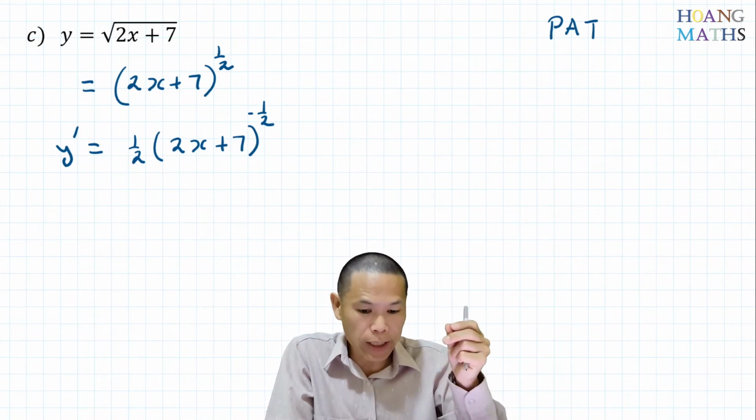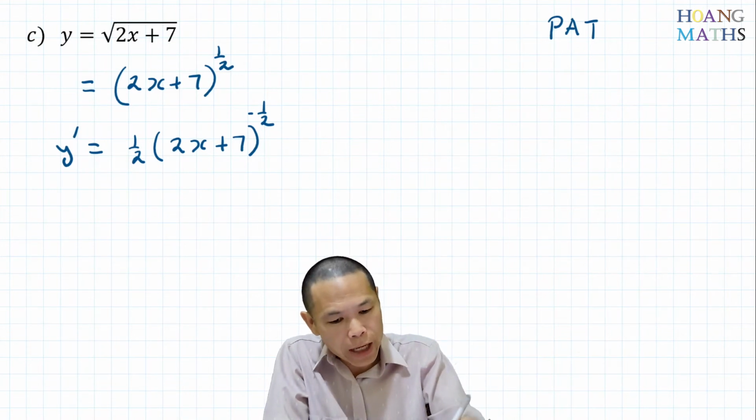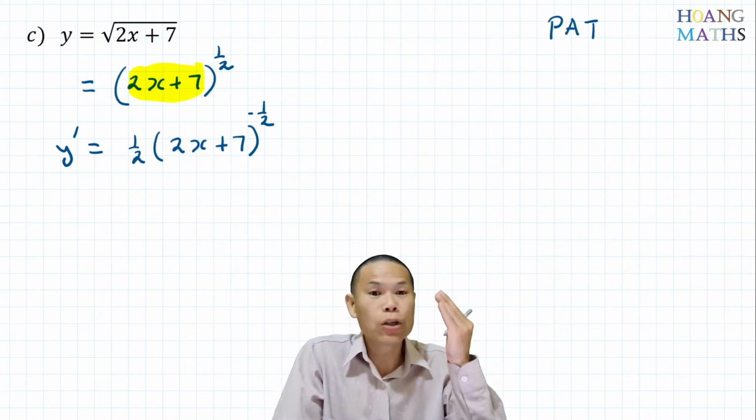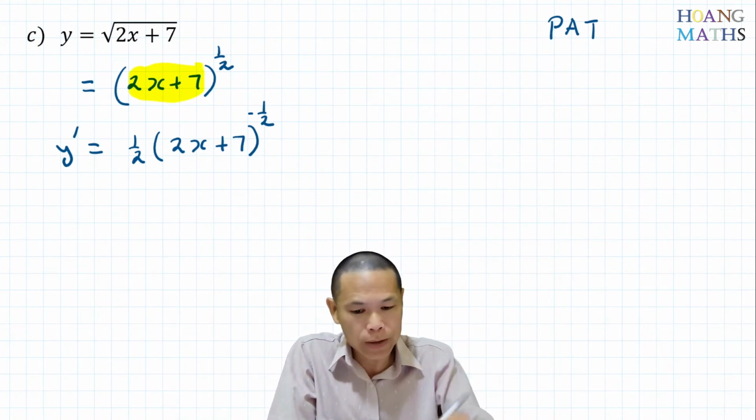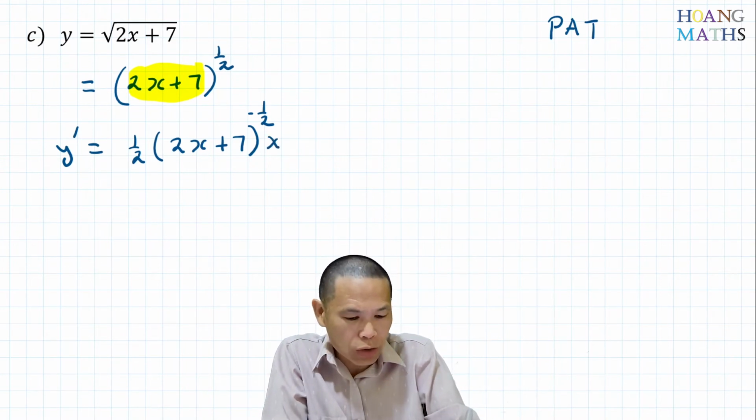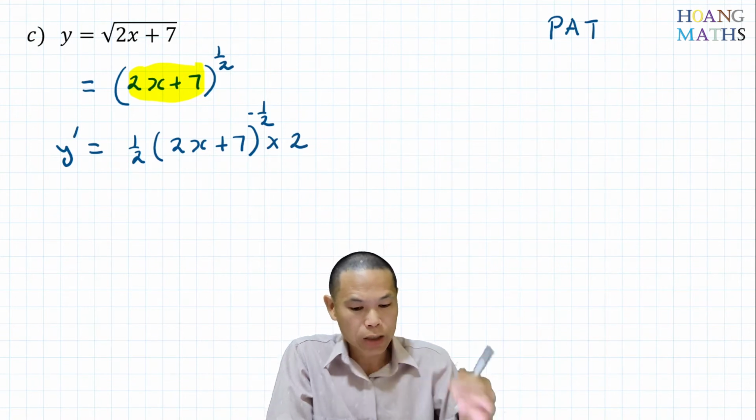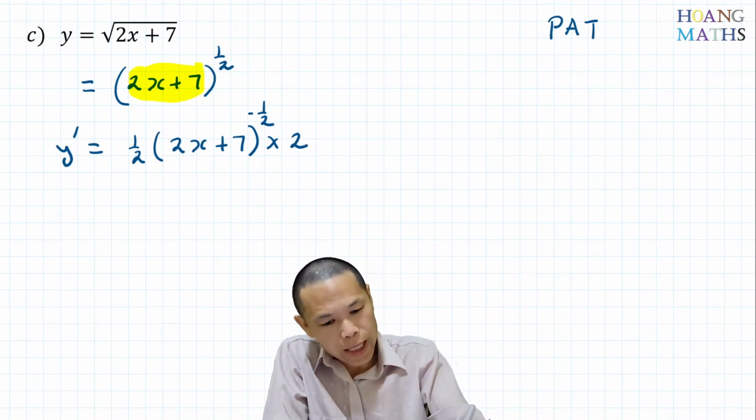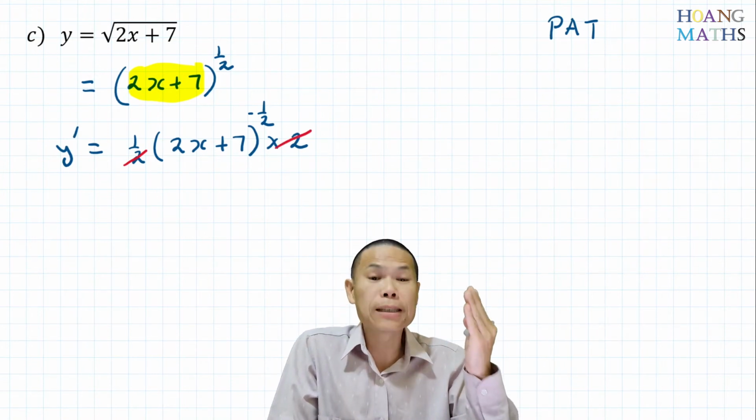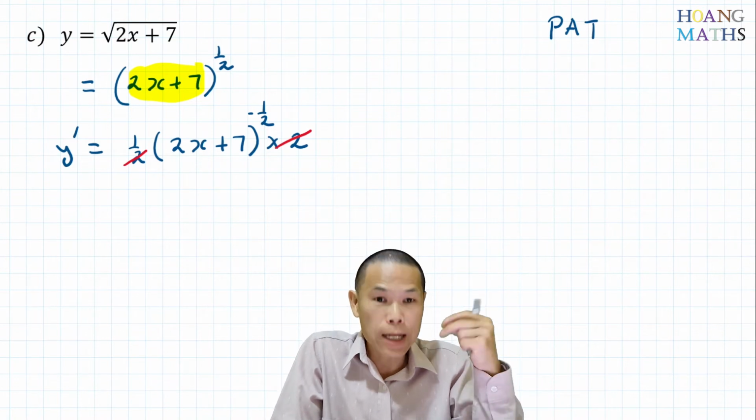Now we differentiate the angle. The angle is inside here, so treat this as an angle. Differentiating 2x plus 7 gives 2. But it's only one term, so I don't need to bracket it, though you can bracket if you like. So times by 2. And then, of course, these 2s we can cancel out. So the answer is 2x plus 7 to the power of negative a half.